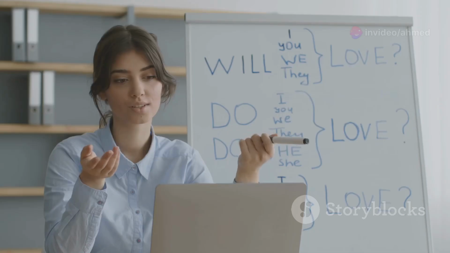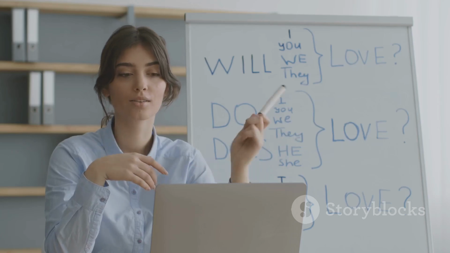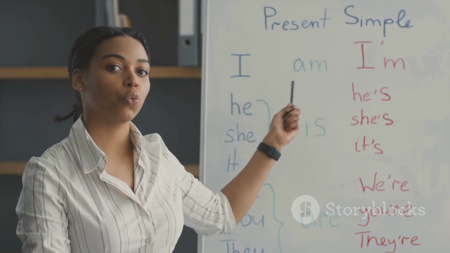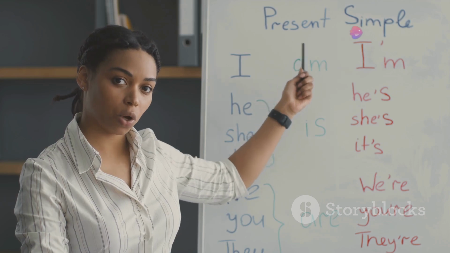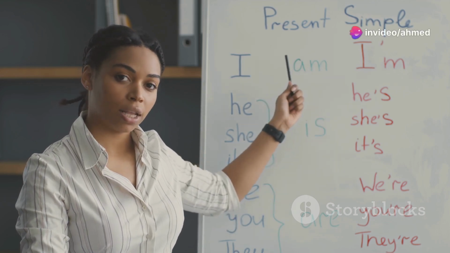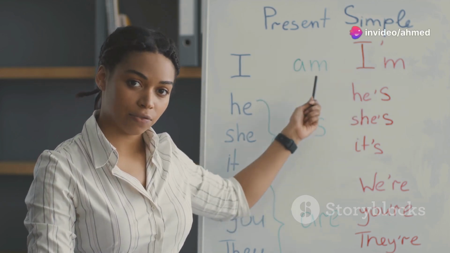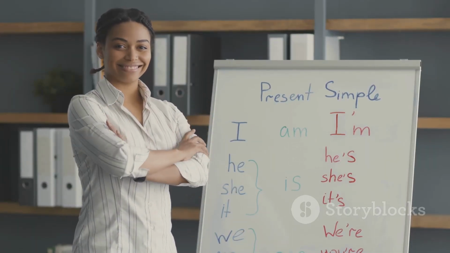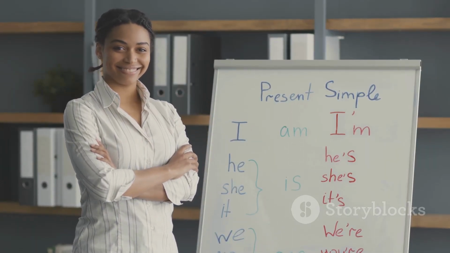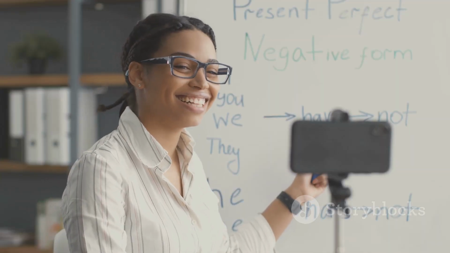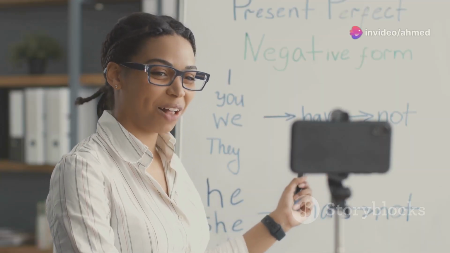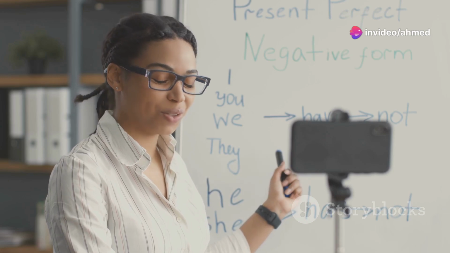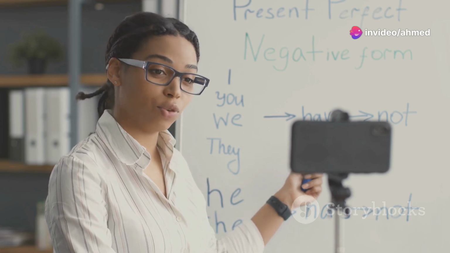Is there a future perfect tense or a future continuous tense? A. Yes. English has other future tenses, such as the future perfect and the future continuous. These tenses are used to describe actions that will be completed by a certain time in the future, or actions that will be ongoing at a specific future time.